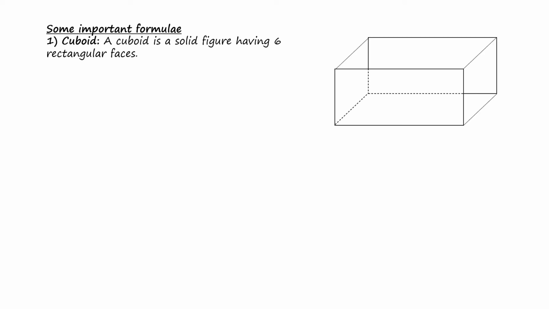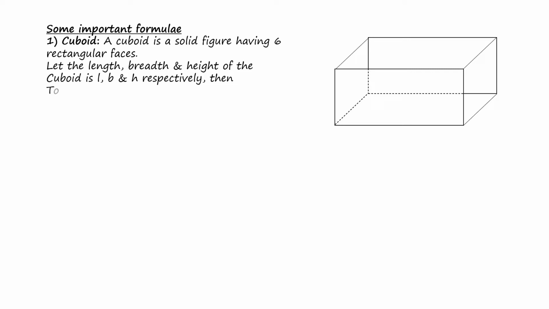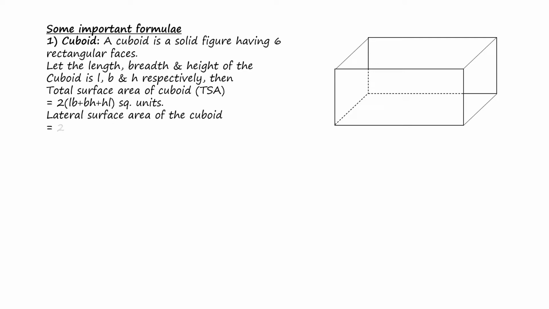So important formulae. Cuboid. A cuboid is a solid figure having 6 rectangular faces. Let's draw the picture first. Let the length, breadth, and height of the cuboid be l, b, and h respectively. Then the total surface area, or in short TSA, equals 2(lb + bh + hl) square unit. Lateral surface area of the cuboid equals 2(l + b) into h square unit.